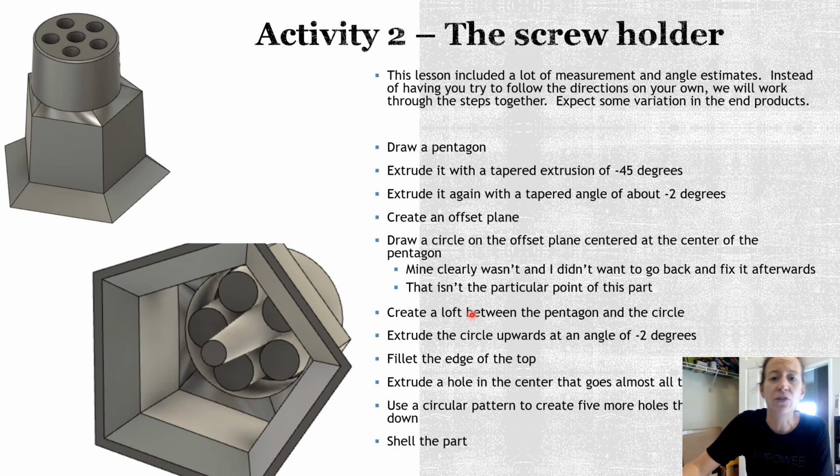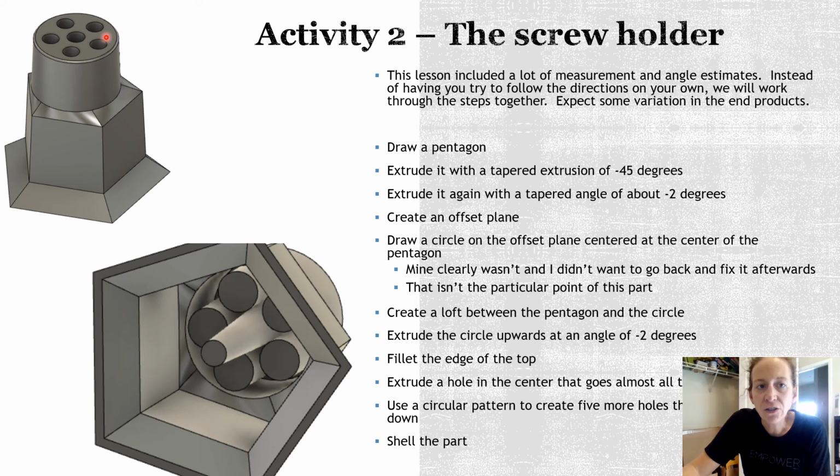We're going to create a loft between the pentagon and the circle, and the loft is this part right here that looks like it starts as a pentagon, but as you tilt up, it becomes a circle, and that's pretty much what a loft is. So we'll go over that in the video where I demo it and in class. Then extrude the circle upwards at an angle of -2 degrees. So when we're extruding at that angle, we're making it narrower as we're going up.